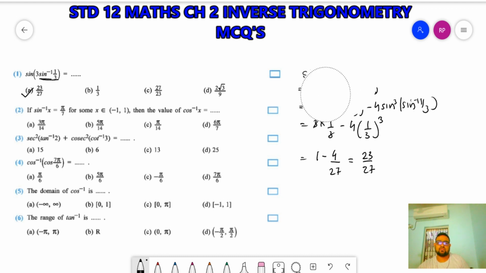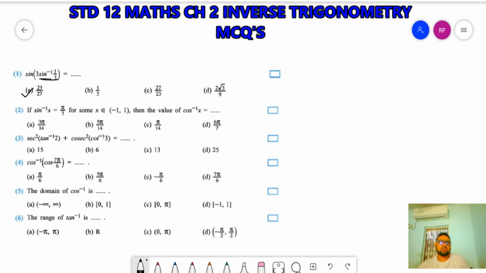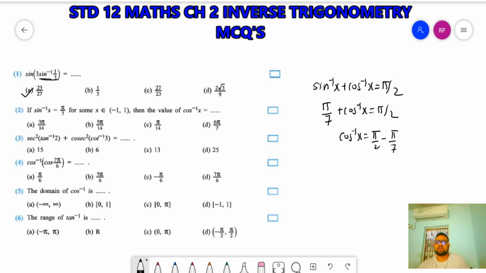Now let's see the second one. Sin inverse x equal to pi by 7, and you have to find out cos inverse x. We know the formula sin inverse x plus cos inverse x equal to pi by 2. So pi by 7 plus cos inverse x equal to pi by 2. So cos inverse x equal to pi by 2 minus pi by 7. So the LCM will be 14, 7 pi minus 2 pi, which is equal to 5 pi by 14. So B is the correct answer.